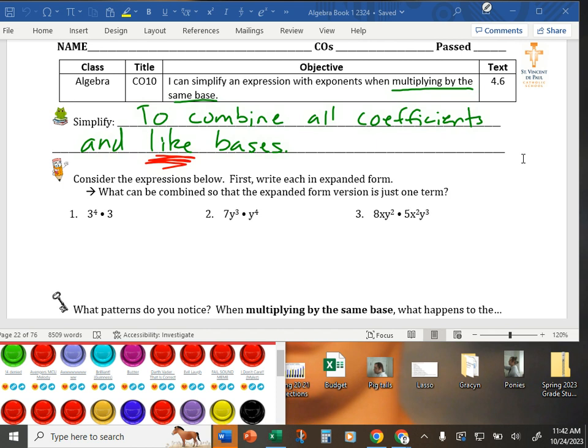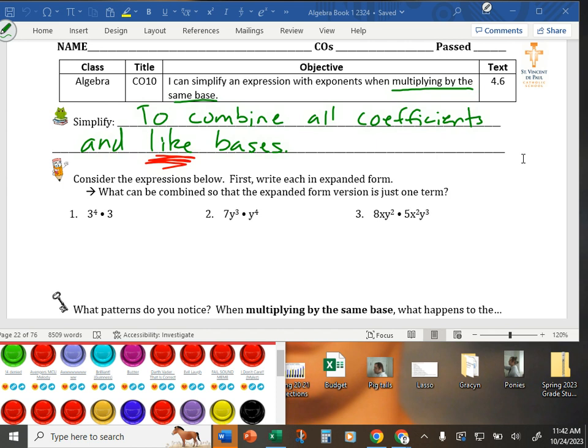Now, remember, coefficients, right? Those numbers that come before the base. And remember, the bases are what is attached to the power. And so we're going to use expanded form to kind of explain this rule, because if you forget a rule, you can always look to expanded form to help you. That's the beauty of it.